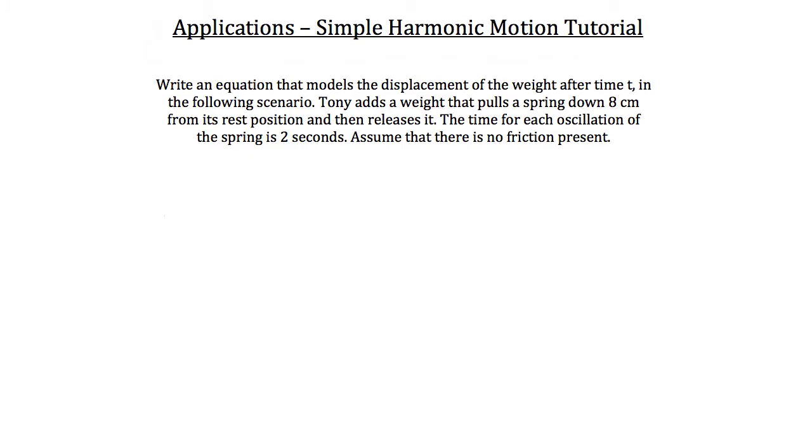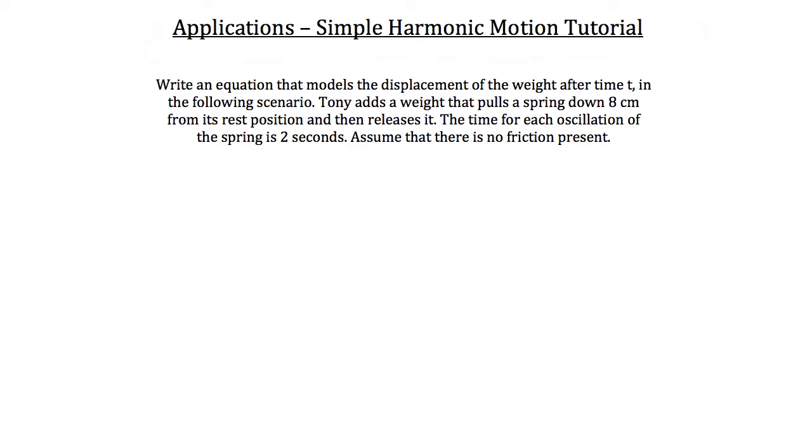The time for each oscillation of the spring is 2 seconds. Assume that there is no friction present. Now we're told that there's no friction present because that's the only way we can use simple harmonic motion. If friction were present, then we'd be dealing with damped harmonic motion.